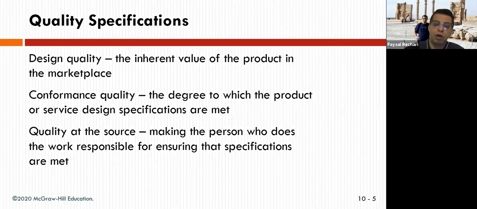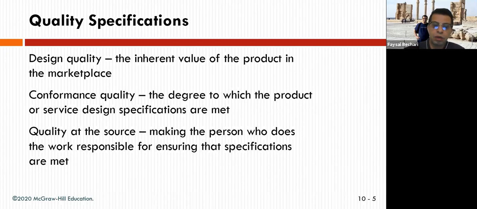And conformance of quality is the degree to which the product or service design specifications are met. So first, when you design and you put certain quality in it, then you check whether it has met the quality that you set up for it or not.